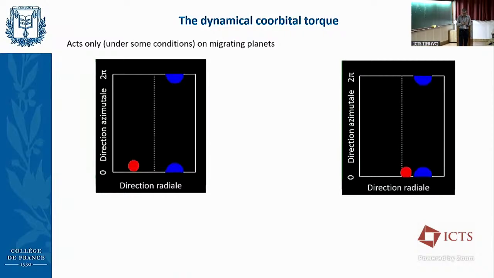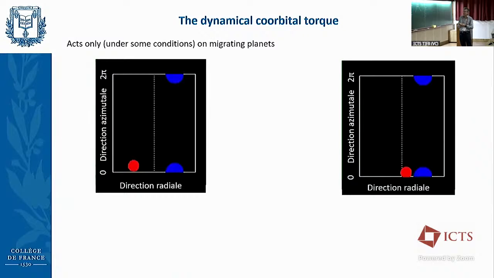The co-orbital torque is important not only to stop planets at the edges of the disk, but can also significantly change the migration of the planet as it moves. And this is called the dynamical co-orbital torque. So I'm trying to illustrate this again in a bunch of movies. We have again our scheme. This is the radial direction from the sun, the azimuthal direction from 0 to 2 pi. This is the planet, then 0 and 2 pi. And the planet is moving inwards.